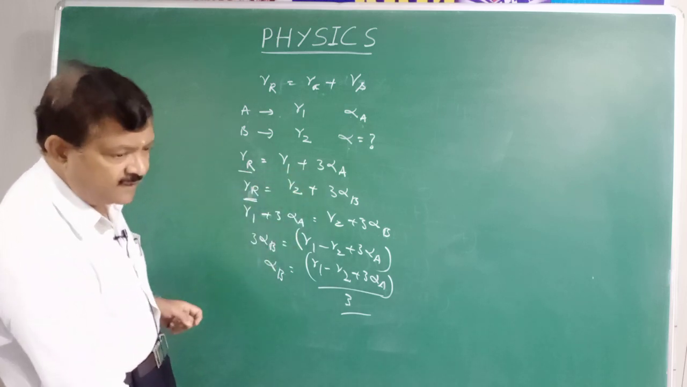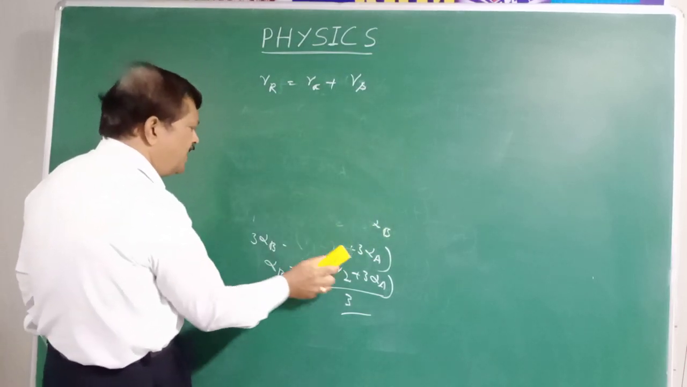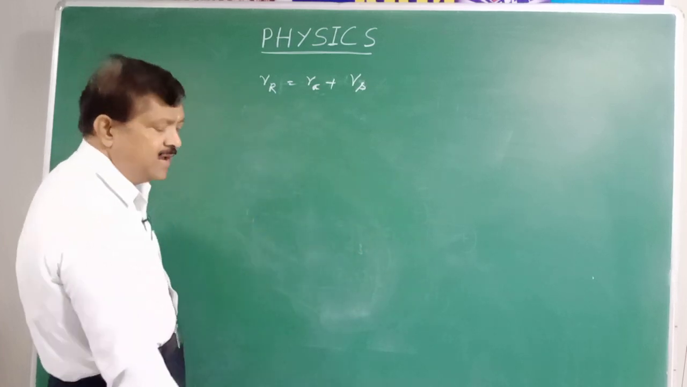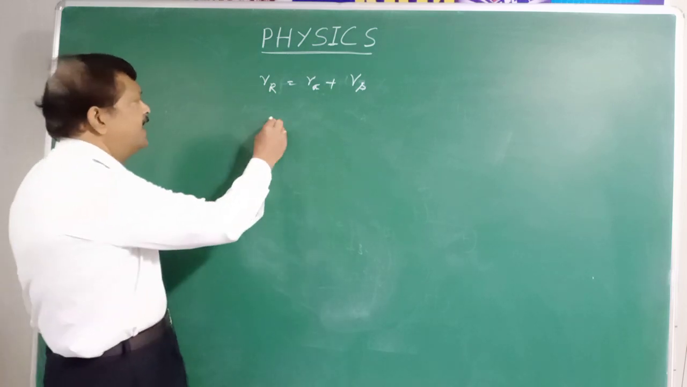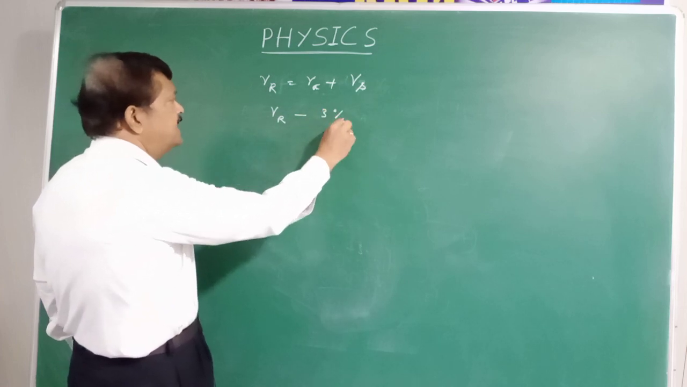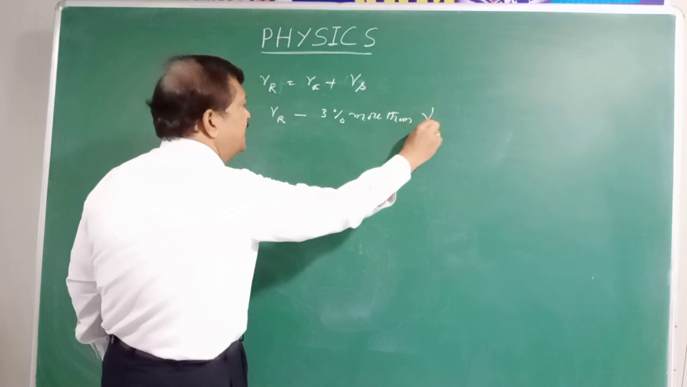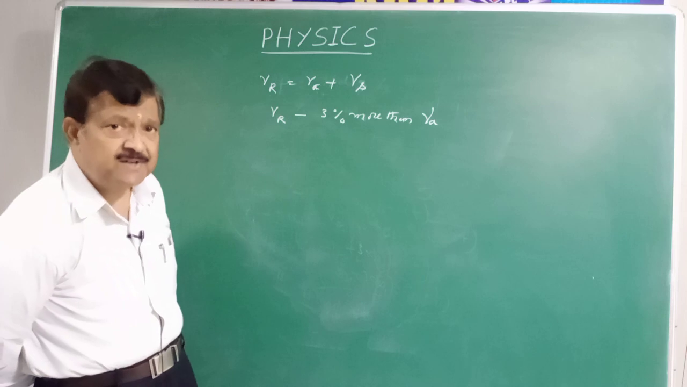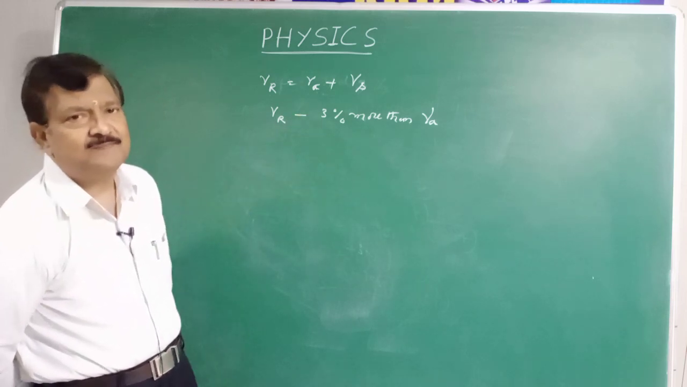Now let us move on to another application. In any general case, the coefficient of real expansion is greater than the coefficient of apparent expansion. Suppose in a container the coefficient of real expansion is 3% more than the coefficient of apparent expansion.